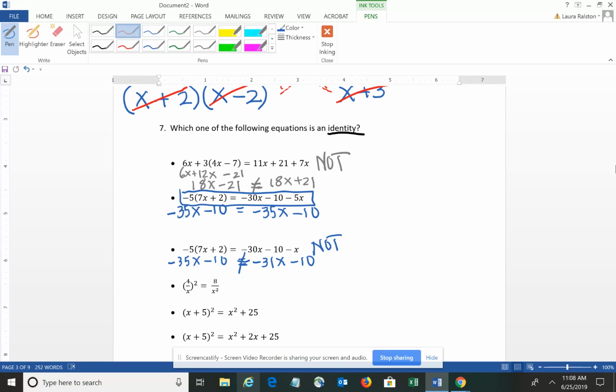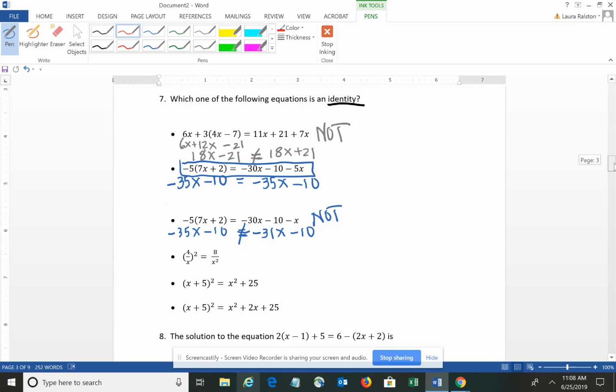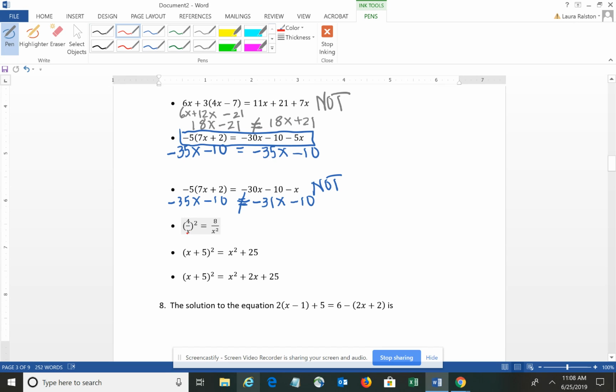One of the ones that a lot of you guys indicated was an identity, but is really not, is the next one where you have 4 over x squared, and you're saying it equals 8x squared. But guys, look at this. 4 over x times 4 over x. 4 times 4 is 16, not 8. And x times x is x squared. So the quantity 4 over x, squared, is 16 over x squared. That does not equal 8 over x squared. So that is not an identity.